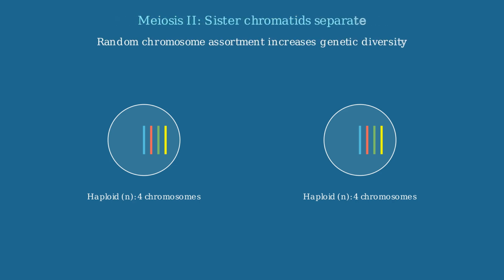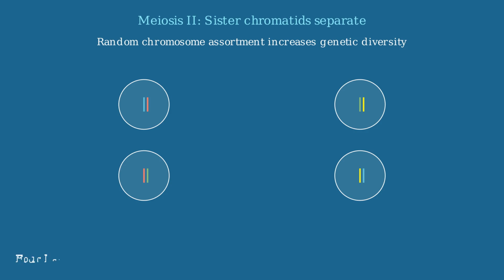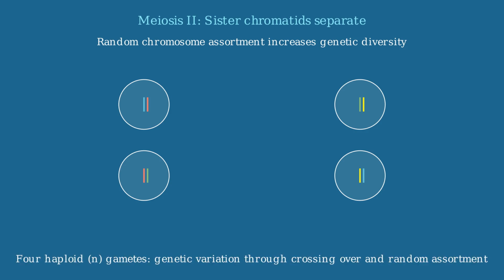Meiosis 2 follows, where the sister chromatids separate, creating 4 haploid cells. The random assortment of chromosomes further increases genetic diversity. Meiosis ultimately produces 4 haploid cells, each with a unique genetic makeup. This variation is essential for sexual reproduction.